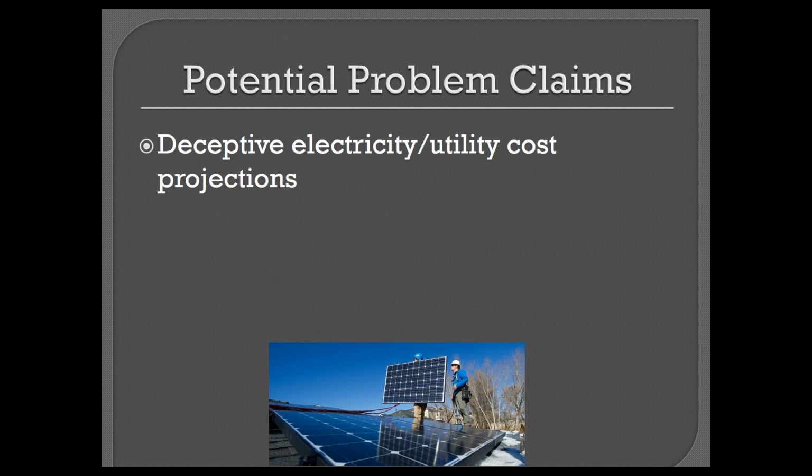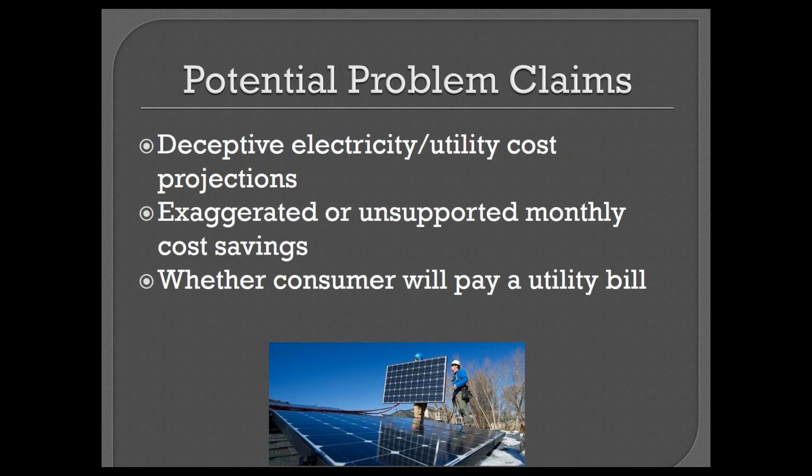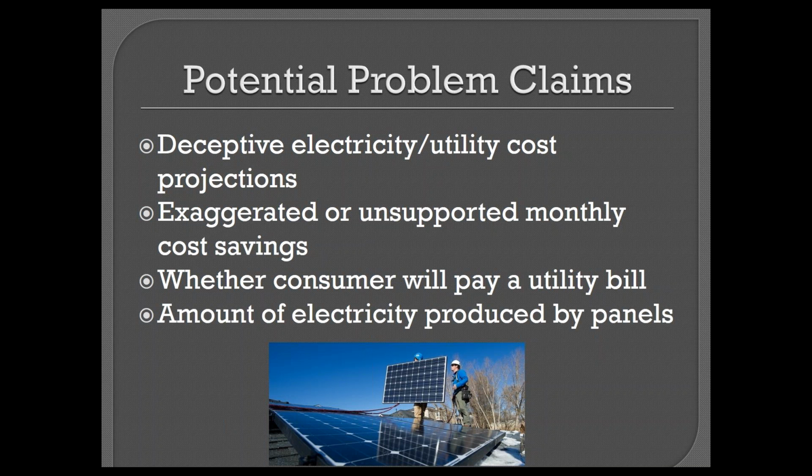So some of the potential problem claims that are out there can be the basic questions about what the overall cost of the project is going to be, and how much I am going to save per month. A common claim that's made is a projection of the electricity costs that the consumer is going to see in the future, and that's used to give an idea of how much the consumer will save. And a big question is always, are those utility cost projections accurate? Are they reasonable? Is there a reasonable basis for them?